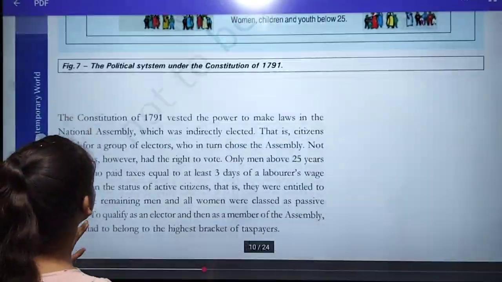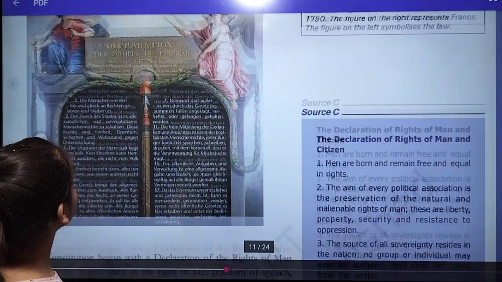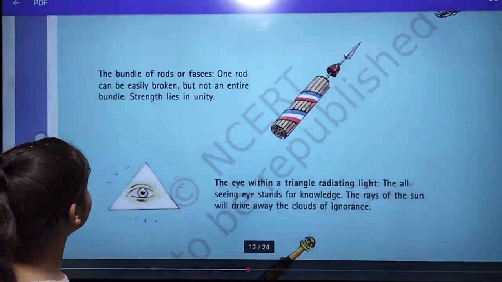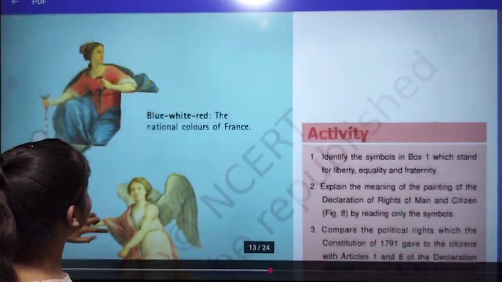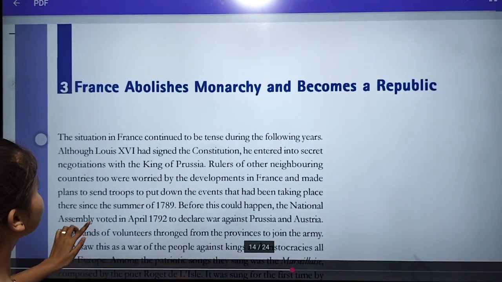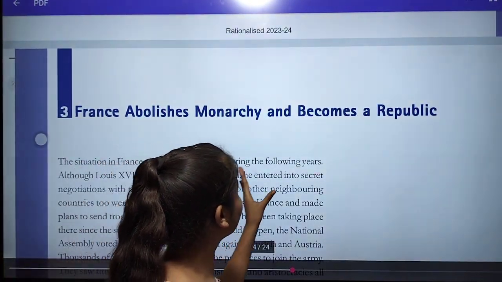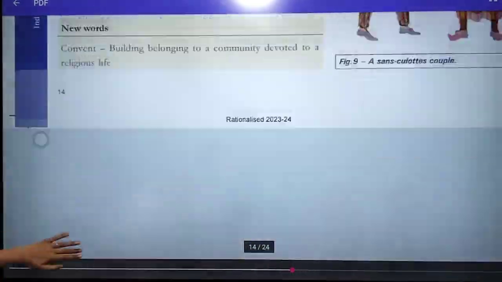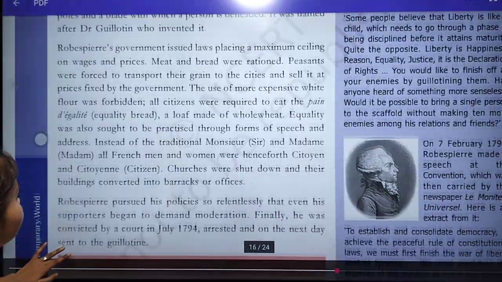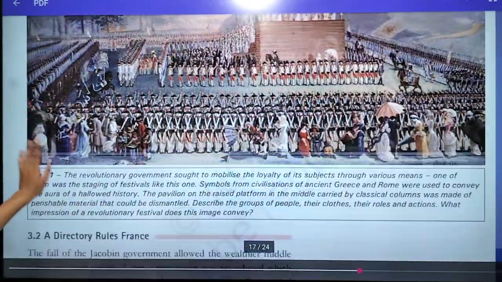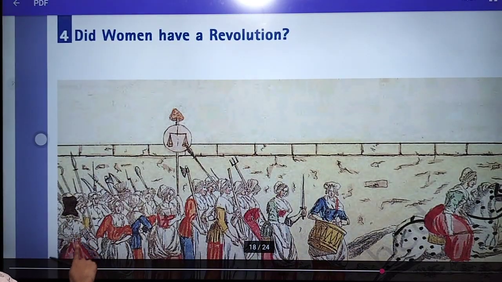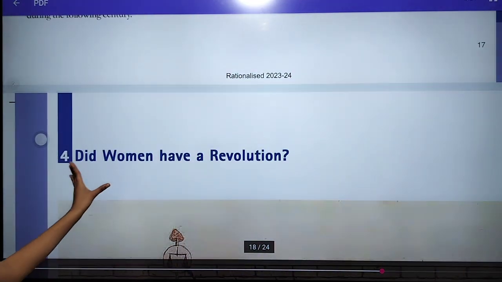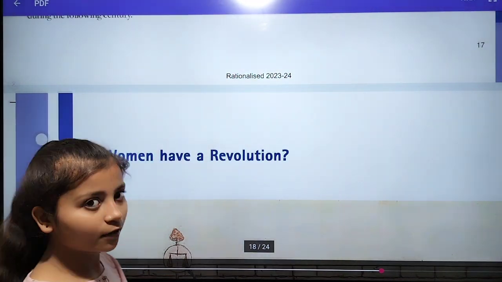we will discuss how France abolished the monarchy and became a republic. And after that, the fourth one is, did women have a revolution?